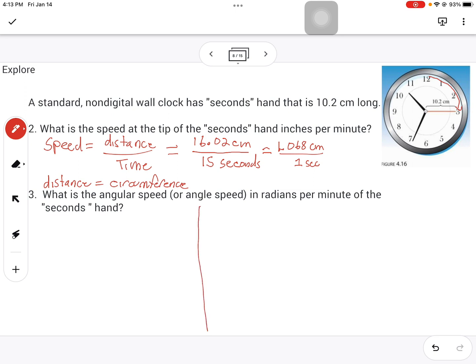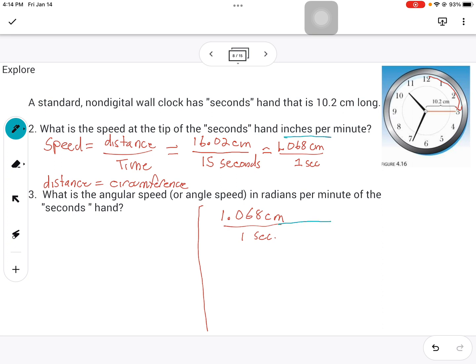I'm going to section this off, and I apologize. I have a small screen to work on. I'm going to bring this down. This is 1.068 centimeters per 1 second. So I'm going to have to do some conversions. Now, just like we learned to do conversions with radians and degrees, we're going to do the same thing.